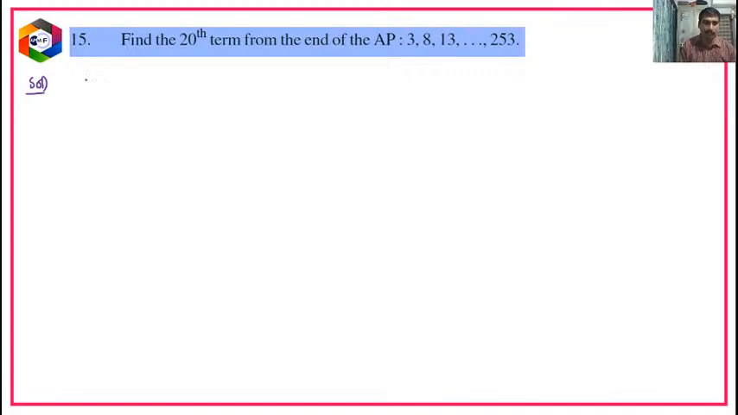First, let us note down what the given AP is. Please children, all of you listen carefully. This is a somewhat different question.